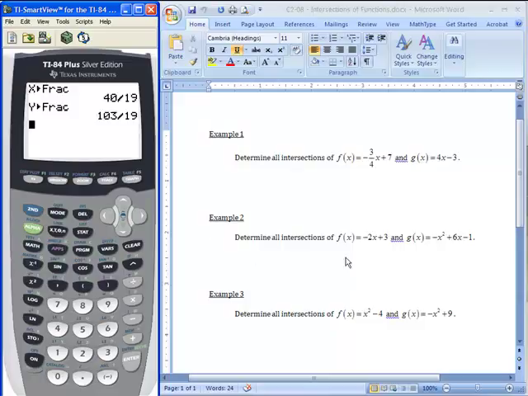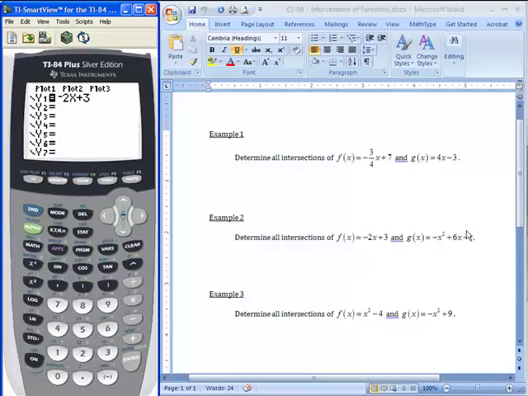In example 2, we're going to consider a linear function and a quadratic function. So we're going to go back into the y equals menu, and we'll clear out our functions from example 1. And then we'll go and put our linear function f of x in for y1. So we'll type in negative 2x plus 3 and press enter.